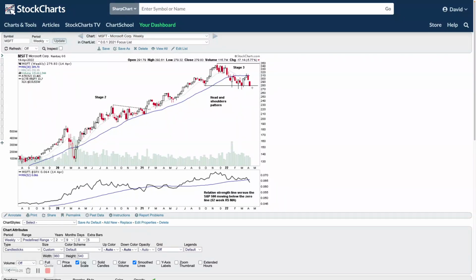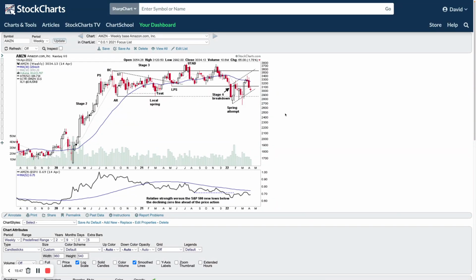So again, this is potentially going to make a stage 4 breakdown attempt. If it manages to break down, then obviously you'd expect this kind of action. But if we start to see some kind of spring type action in here and it moves back up into the range, then that would be a potential bullish event. So it's a pivotal week for 2 major stocks there.